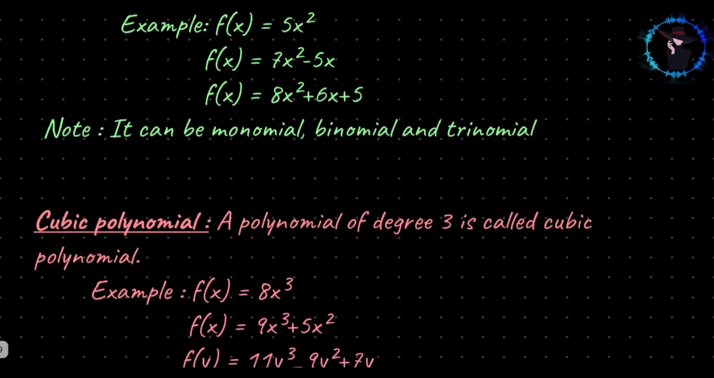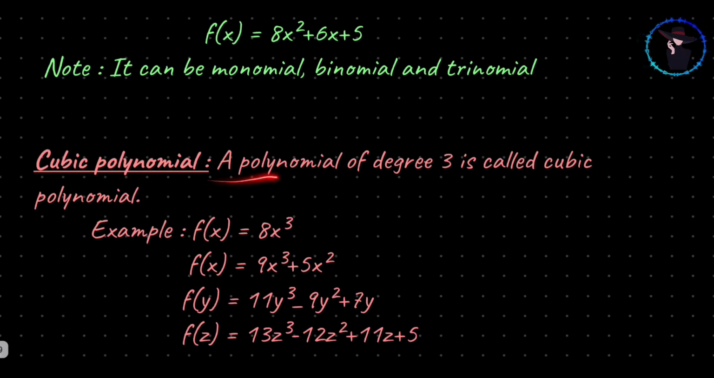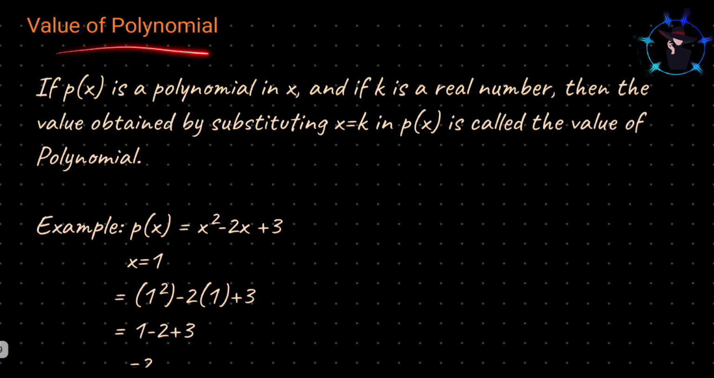And we also have cubic polynomial with degree 3. As the name says, cube, 3. It also consists of monomial, binomial, trinomial and more than 3 terms. We can take as many as we want in this. We have powers 3, 2, 1 and a constant. We have 4 here.